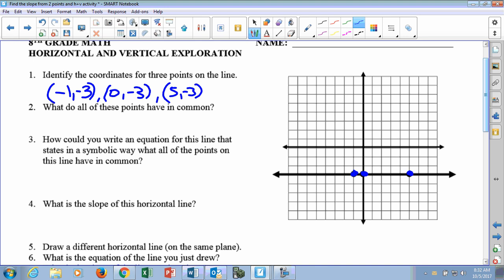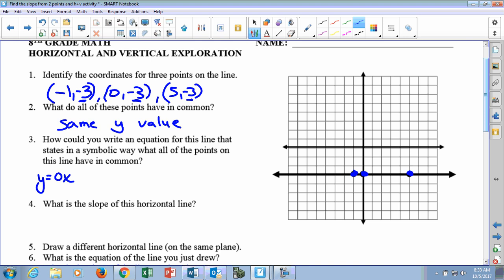Joe? Yeah, they all have the same y value, right? In the coordinate, they have the same y value. The y is the same number. So who remembers how we can write the equation for this line? Remember, horizontal lines have what kind of slope? 0, right? So remember when we wrote this out, if you write y equals mx plus b, this is 0x. And then what's our y-intercept here?